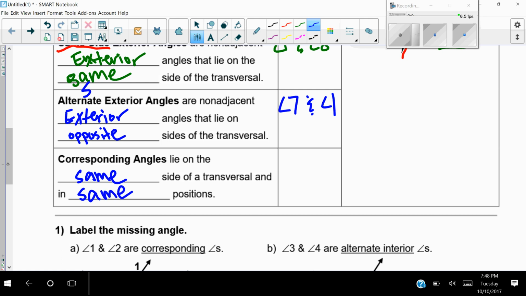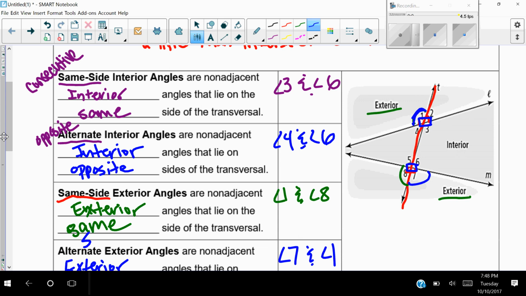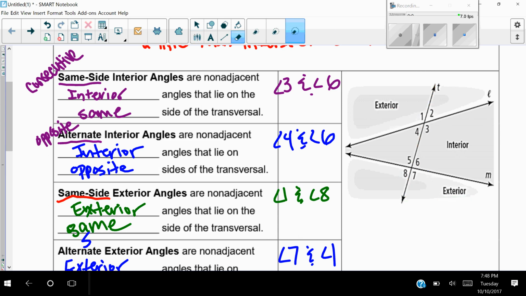The exact same position. This is the only one that we're going to have one on the inside and one on the outside. Usually they're both on the inside or both on the outside, but that's not how it works with the corresponding angles. So we still need one of my angles to be from up top, 1, 2, 4, and 3, and then one of the angles to be from down here, 5, 6, 7, and 8, right?